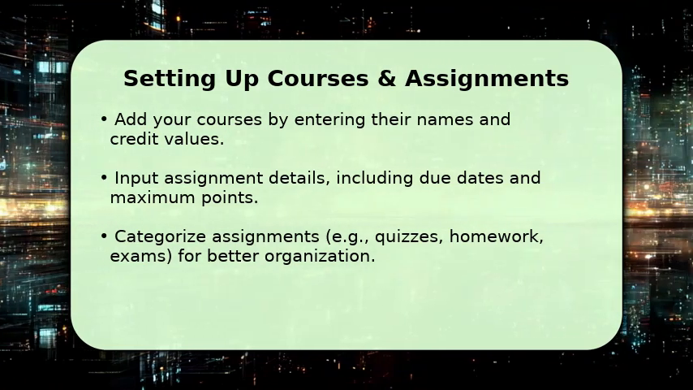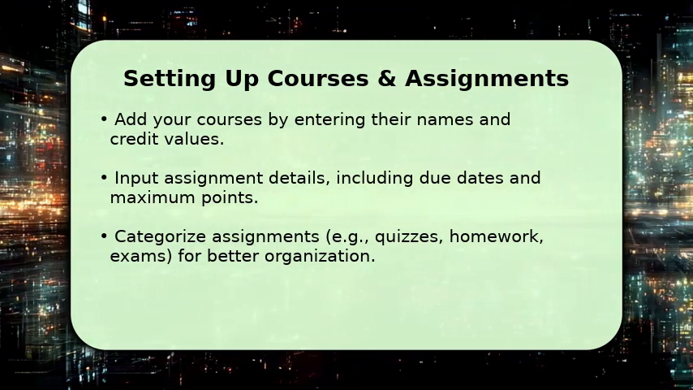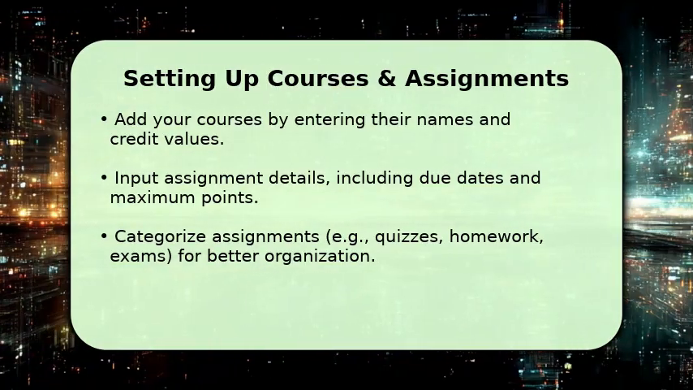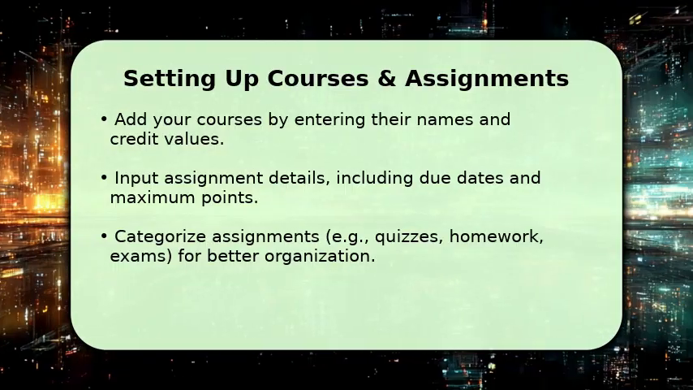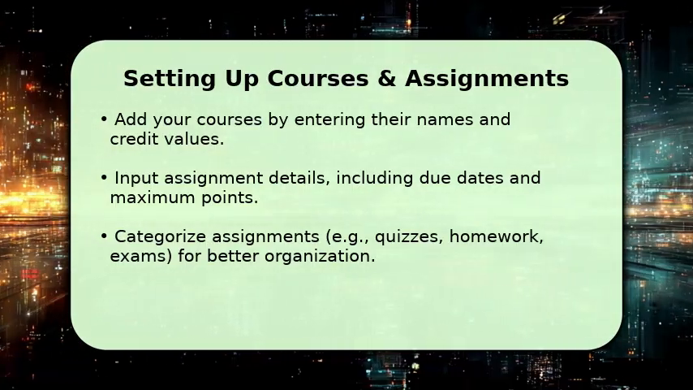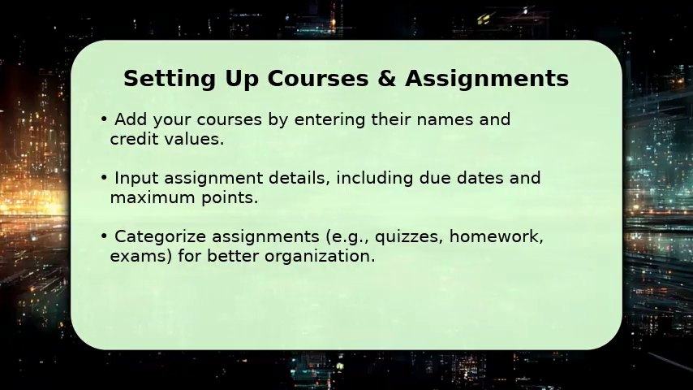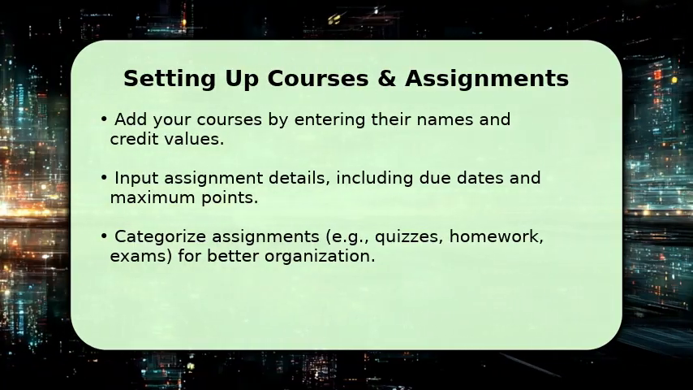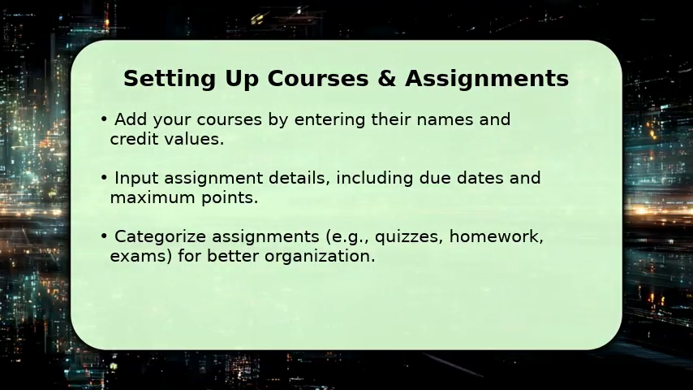Navigate to the Courses section and add each of your classes, specifying its name and credit weight, perhaps 3 or 4 credits per course. Then, for each course, input all your assignments. Be sure to include their due dates and the total possible points. You can also categorize them, like quizzes or midterms, for a clearer overview of your progress.